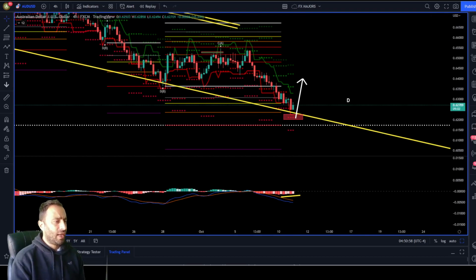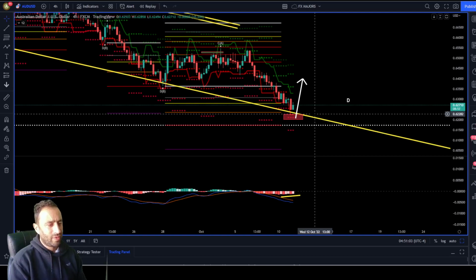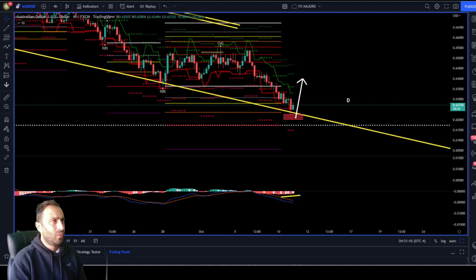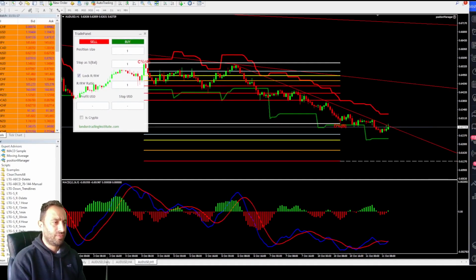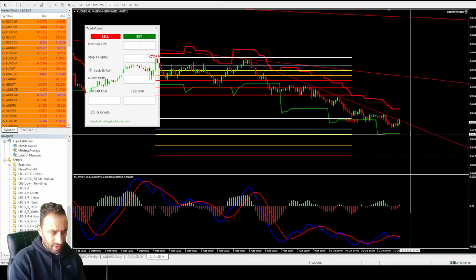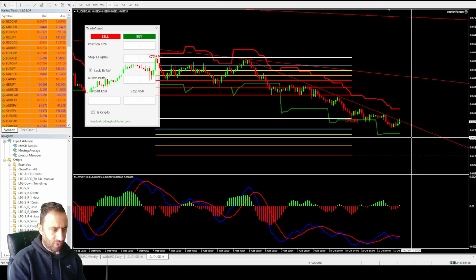So where am I going to target, and where am I going to look to protect myself? Well, if I just bring in MT4 briefly, you will see this is the area. This is around 62.25, and then I'm looking at around 62.05.